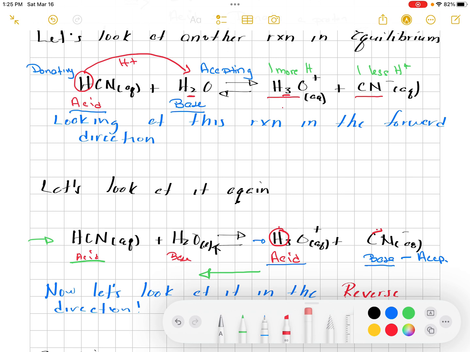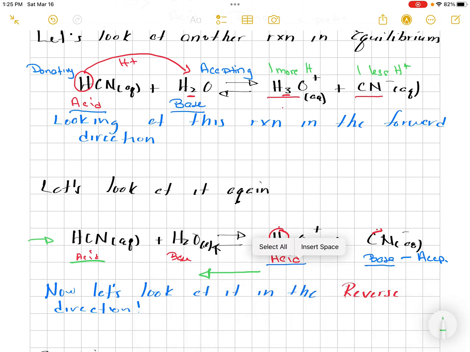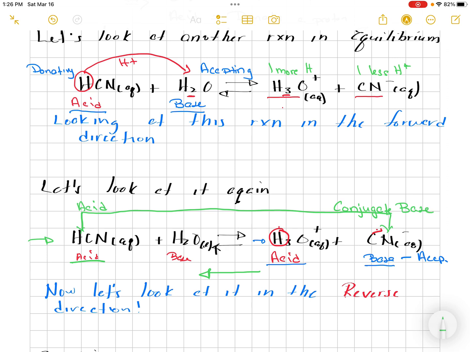What we're going to do is identify our conjugate pairs. So if this one started off as an acid and is now behaving as a base, this is the acid, and this would be considered its conjugate base. If you look at the water in this case, it is the base here, and now is behaving as an acid here. So if this is your base, then on the other side, that becomes the conjugate acid.